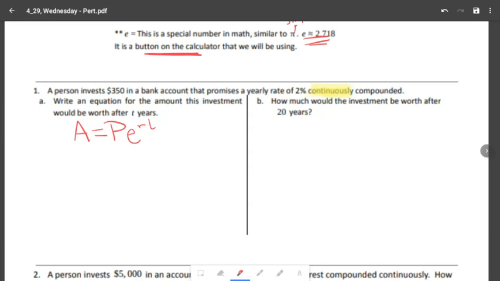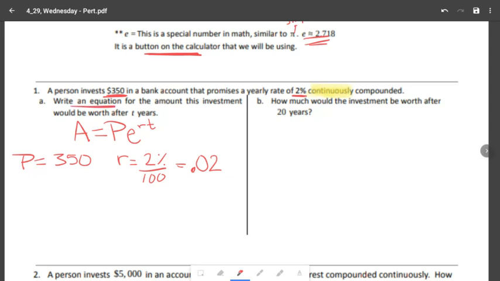Part A says write an equation for the amount this investment would be worth after T years. The person is investing $350, so that is their initial amount, which is P. And we have a rate of 2%. So R is 2%, but just like we normally do, we need to divide by 100 to move the decimal place over twice. So the R we are going to use is 0.02.